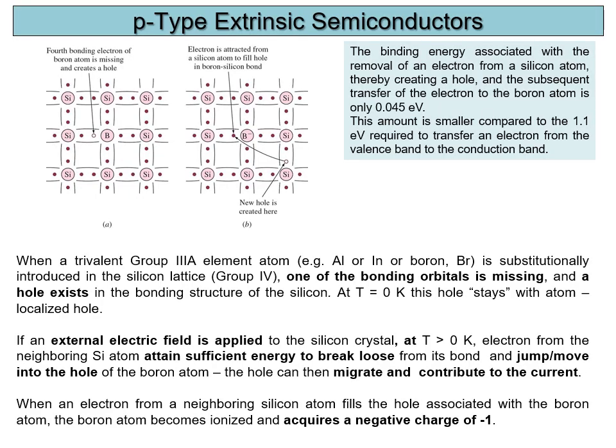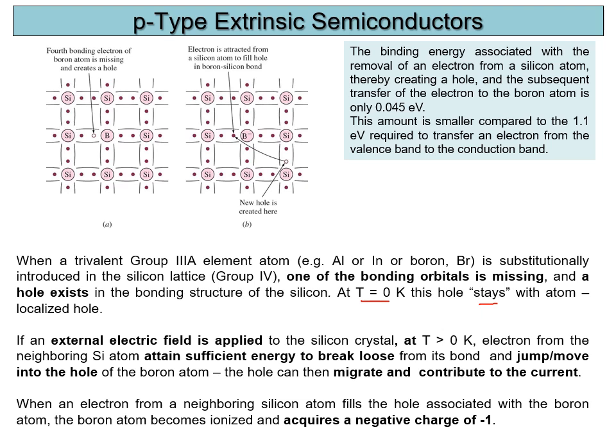Then we move to another type of extrinsic semiconductor, which is the P-type extrinsic semiconductor. When a trivalent group 3A element atom, for example aluminum, indium, or boron, is substitutionally introduced in the silicon lattice of group 4, one of the bonding orbitals is missing and a hole exists in the bonding structure of the silicon. At T equal to 0 Kelvin, this hole stays with the atom as a localized hole.